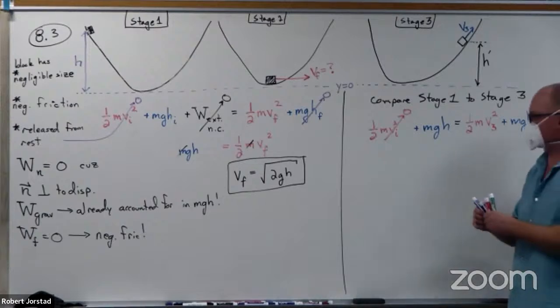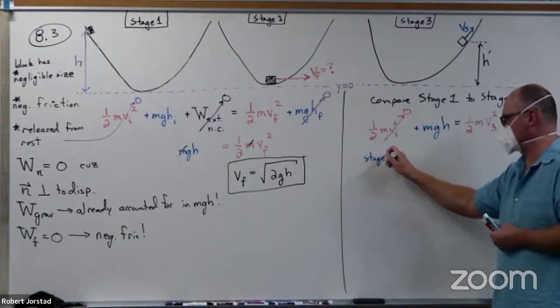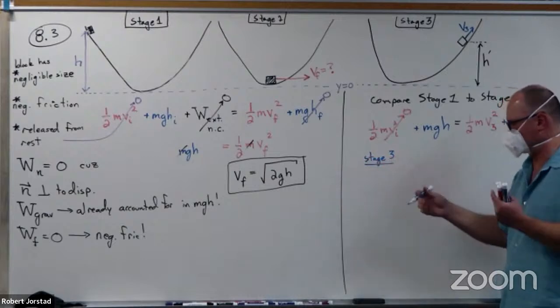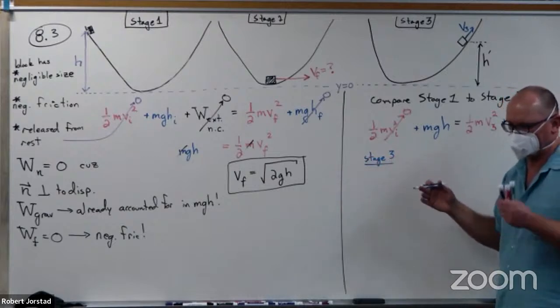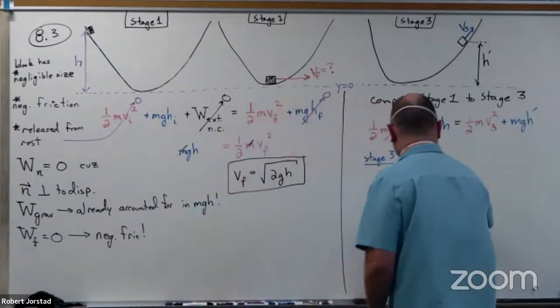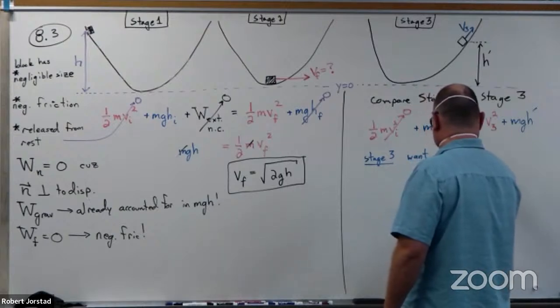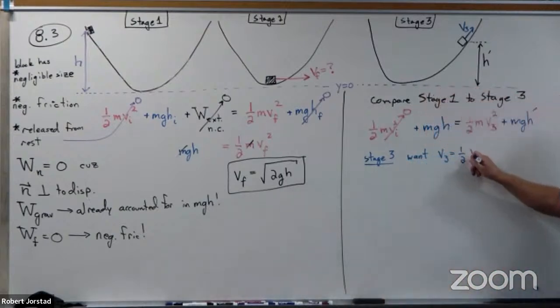What is going on in this problem? In stage 3, what were the words in the problem? The special thing that we're trying to figure out? Half the max speed. We want V3 equals half of V max. Do I have an equation for V max? Yeah. 1/2 of that square root of 2.